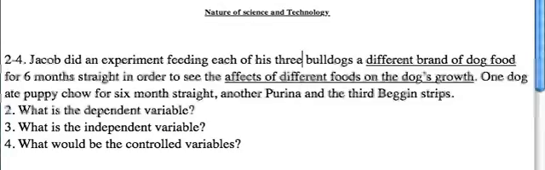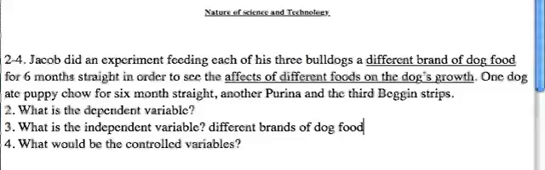Okay, so what is he testing here? He's testing the different brands of dog food. That is what's going to change from dog to dog to dog. That's the only thing that's going to change. Now, if you remember, the independent variable is the variable that changes. So a different brand of dog food should be your independent variable. So you should have written here different brands of dog food. That is your independent variable because that is what changes from dog to dog.